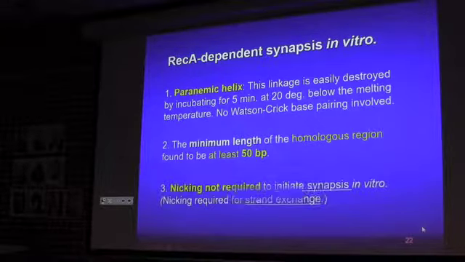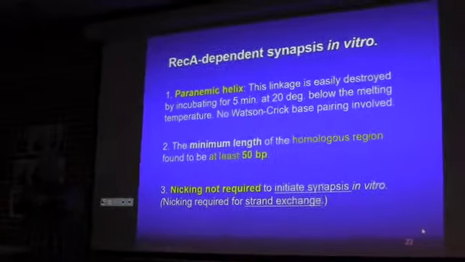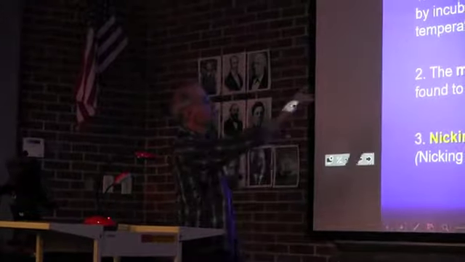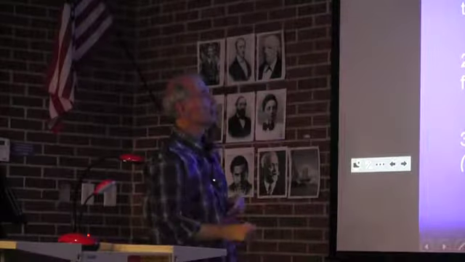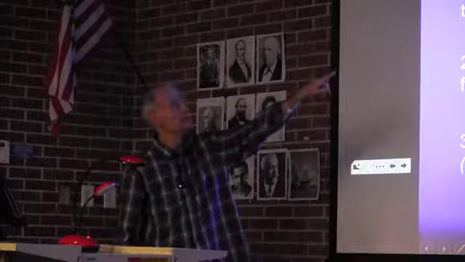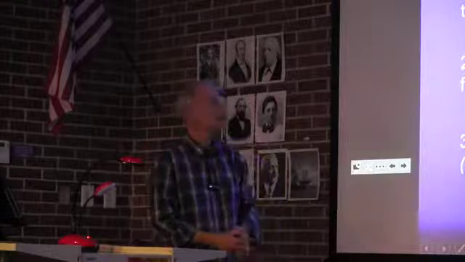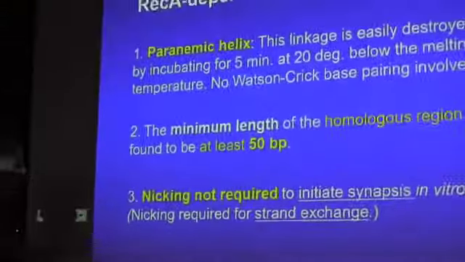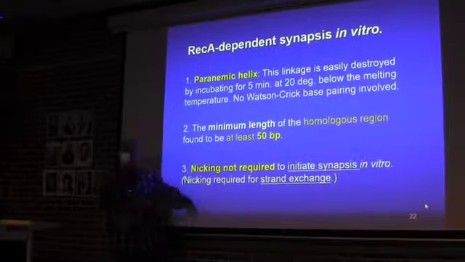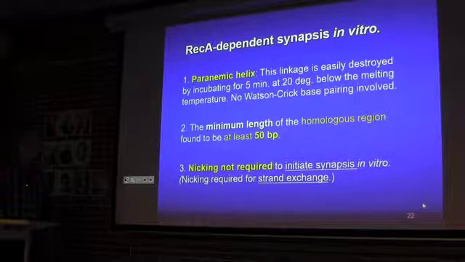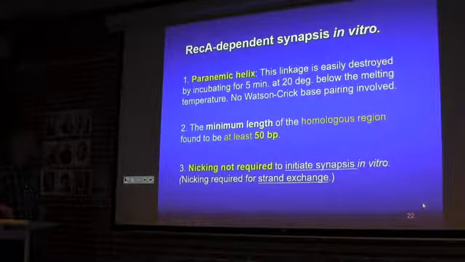These are other fun facts that sometimes appear on exams. The paranemic, the side-by-side alignment, is not very stable, as you might expect. It can be easily destroyed at 5 to 20 degrees below the melting temperature of DNA. So you can easily disrupt it just by warming it up a little bit. Here's another fun fact that's sometimes on exam. How much homologous region do you really need to get homologous recombination to work? The minimum seems to be about 50 base pairs of common sequence. Just that much, and recombination can happen.